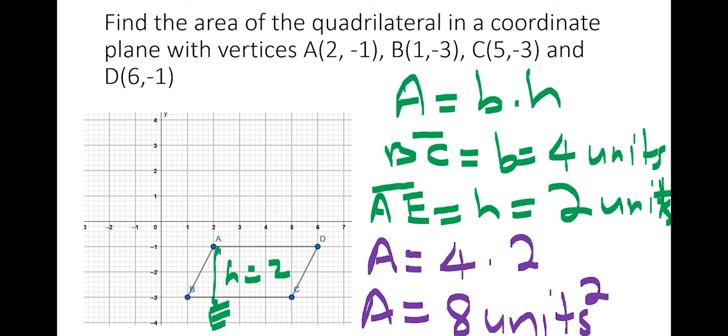If I say it was a parallelogram, you don't have to prove it, but I said it's a quadrilateral. So what type is it? And then after proving what type it is, you use the formula for that type of quadrilateral.